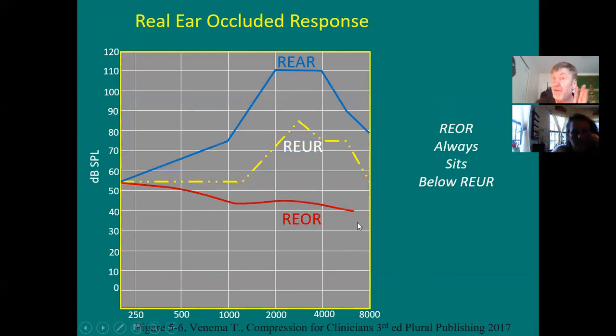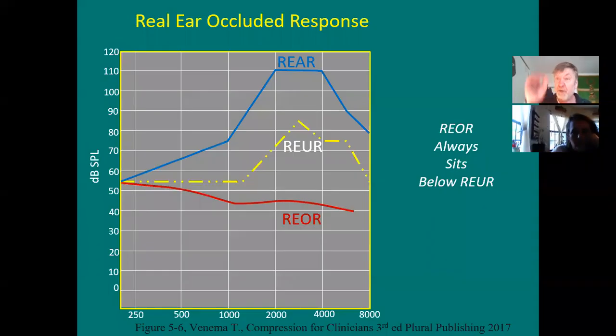In other words, here's your unaided ear canal open, and here's your ear canal closed. The hearing aid is off. So the difference between your open ear canal and your closed ear canal, or I should say, the difference between the sound in my cup versus the sound now when it's closed, is the real ear occluded response.